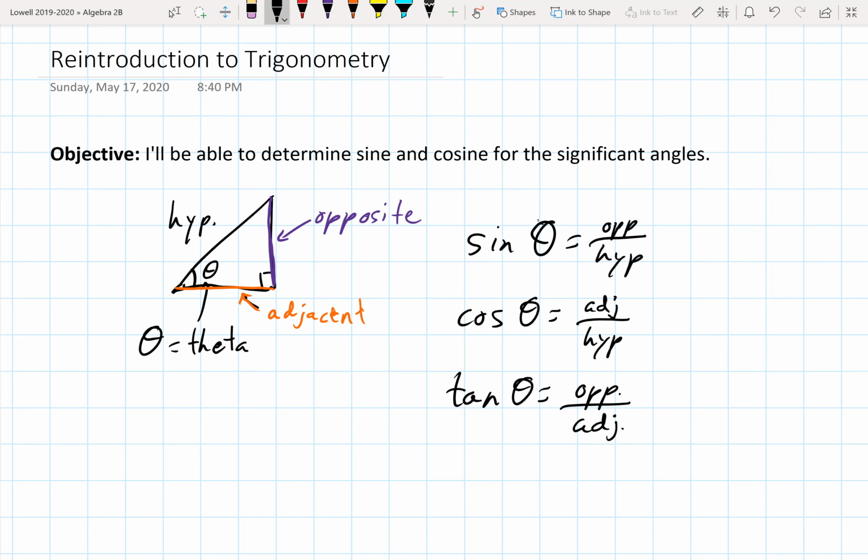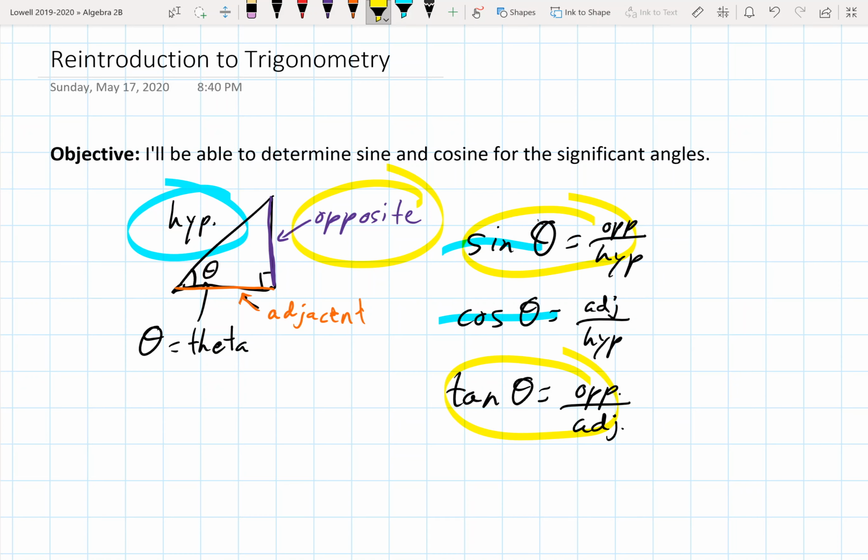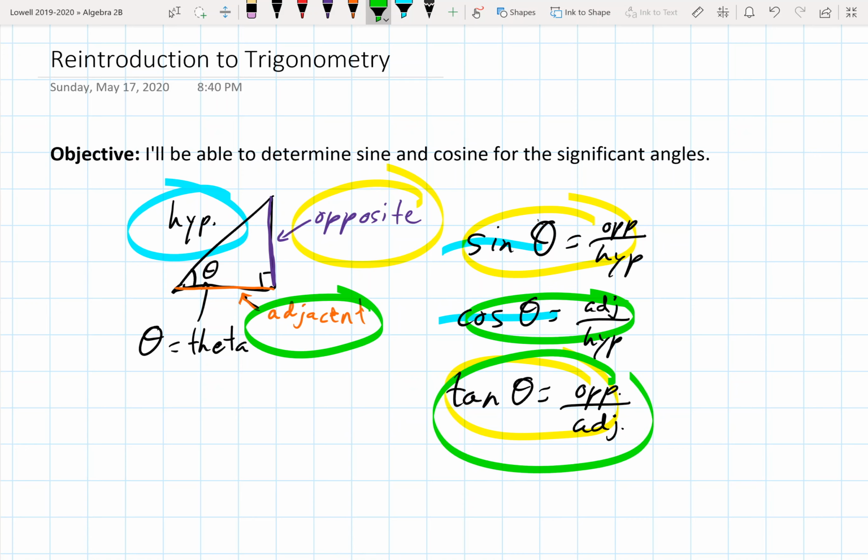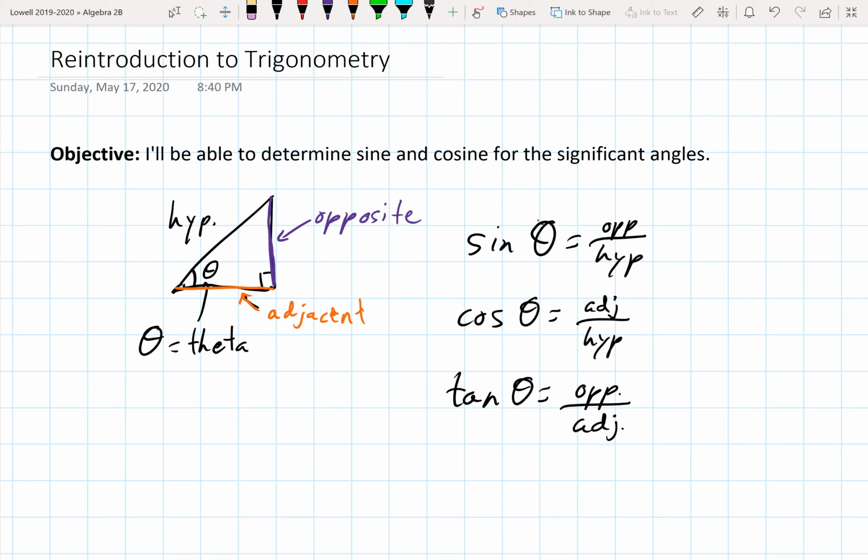Every side of this right triangle has two trig functions that use it. For example, the hypotenuse shows up in sine and cosine, but not tangent. The opposite leg shows up in sine and tangent, but not in cosine. And the adjacent leg shows up in cosine and tangent, but not sine. So every side is used in two of the functions. The way you would say these is, for example, tangent of theta, whatever theta is.